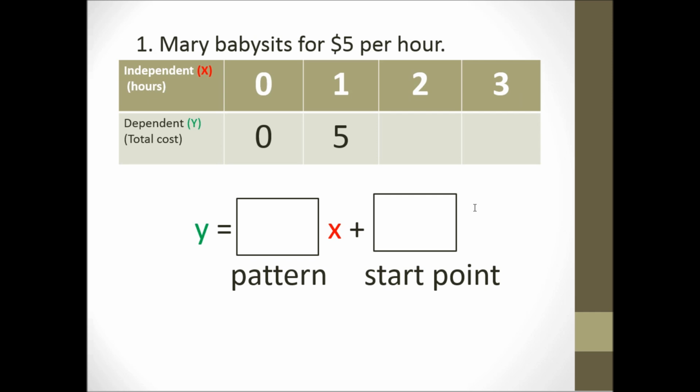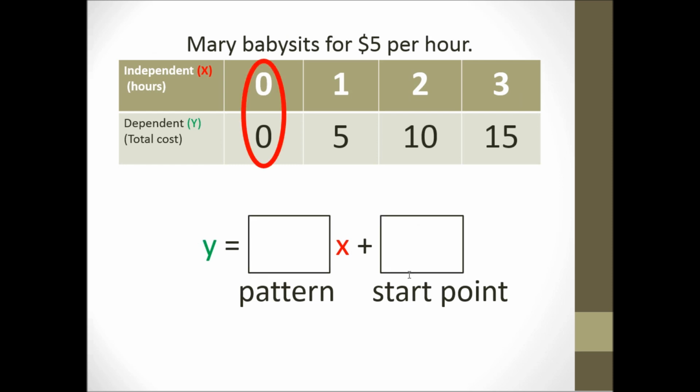Now, to start writing the rule, you need this down here. Y equals the pattern times X plus whatever the start point is. The start point is when you start at 0. My X is 0, so what does the Y say? Whatever the Y is, that's what you write in the start point. Well, it was 0. So that's why I wrote 0.